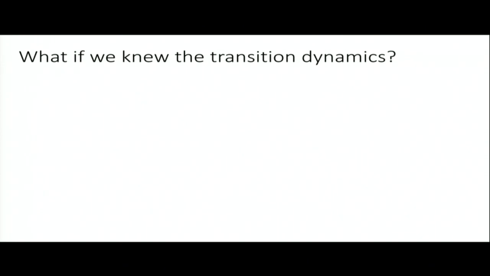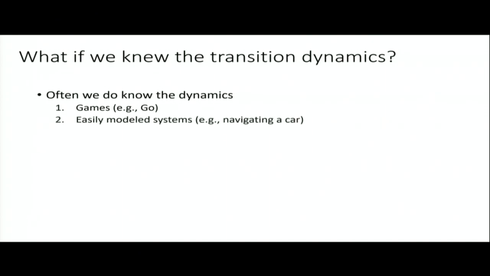So what if we actually knew the transition dynamics? What if we knew p of s_{t+1} given s_t, a_t? Often in practical problems that we do want to solve, assuming that you know the dynamics is actually quite reasonable. So if you're playing a game, like you're building a machine to play Go, well, the rules of the game are actually very well known. So it's not unreasonable to say that you know the rules of the game. Some systems are easily modeled. So if you want to model a car navigating streets, just the high-level kinematics of the car are actually fairly straightforward.